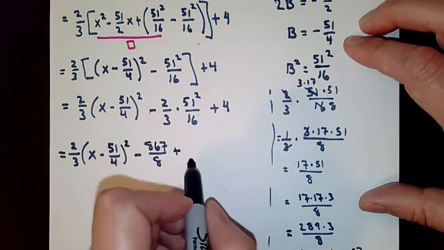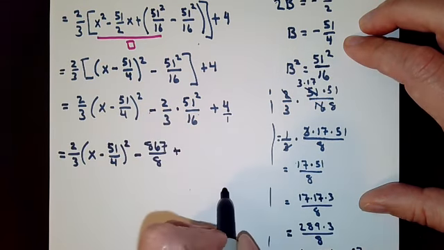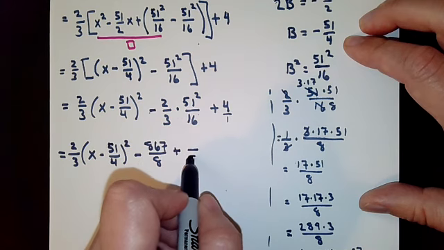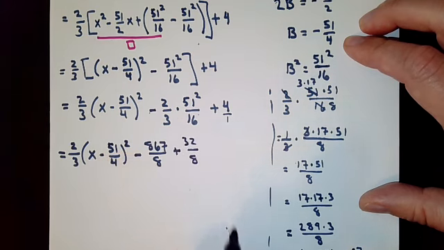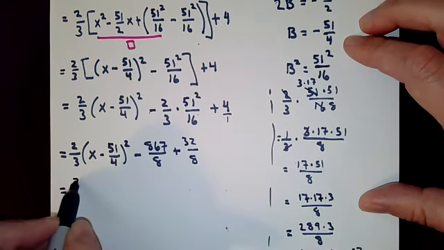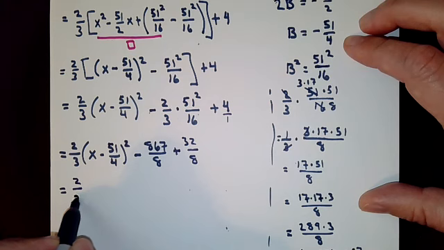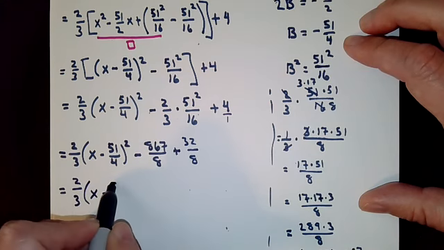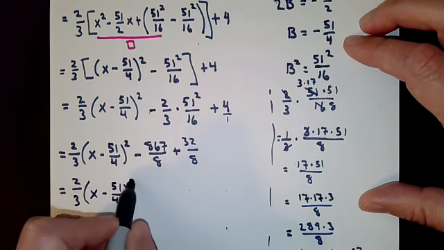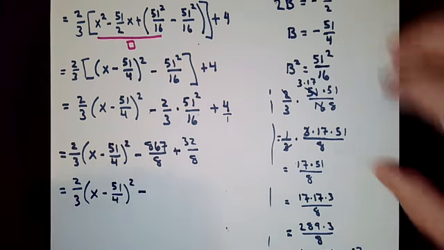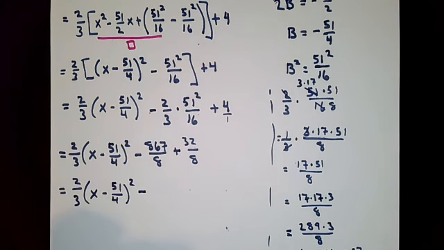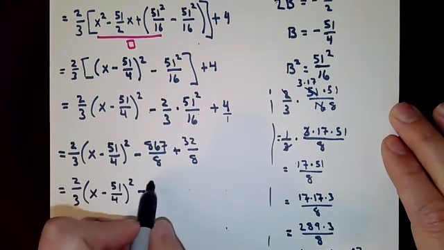And we need to add the 4 onto it. So think of the 4 over 1. So get it to a common denominator. So let's see, 8:35.